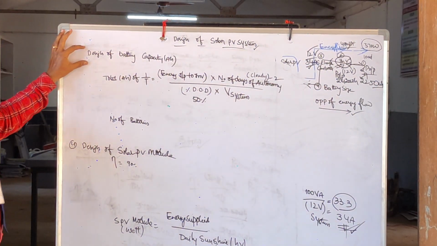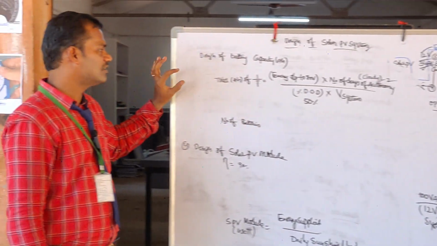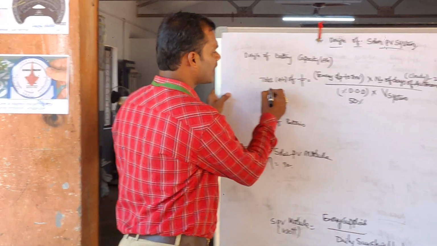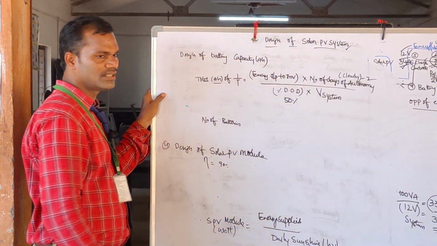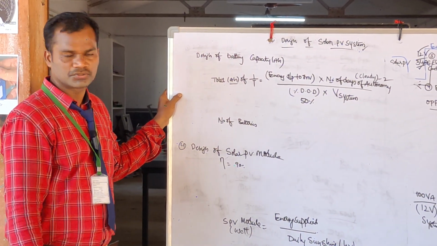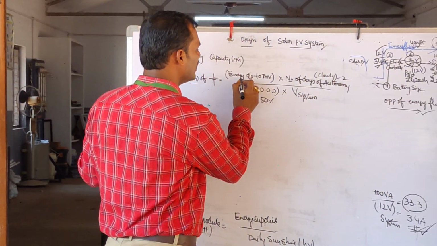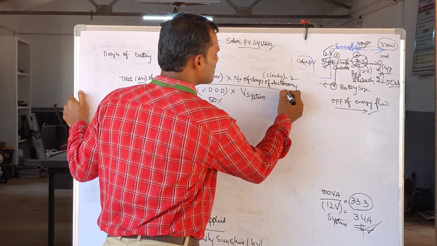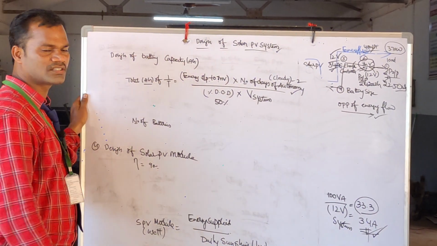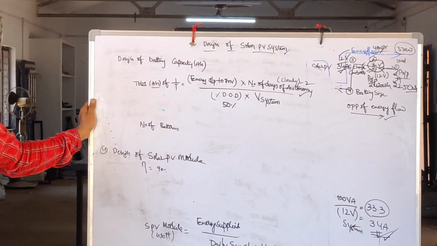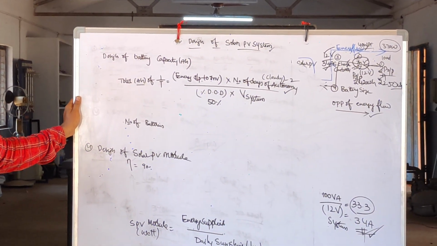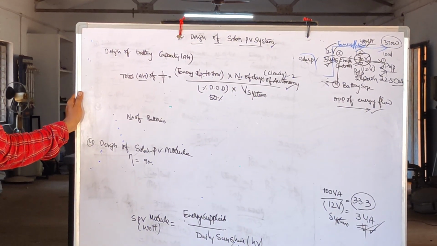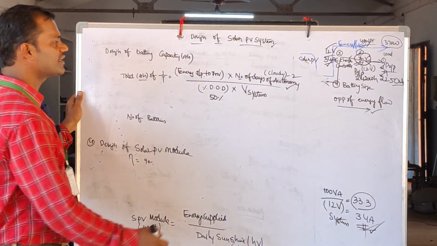Now we want to design the capacity of the battery. While designing the capacity of a battery, the capacity of a battery is expressed in ampere hours. You already know it. So the capacity of the battery required is equal to the energy input to the inverter multiplied by the number of days of autonomy. Sir, what is this autonomy? Autonomy means the number of days in a given year when solar energy is not available. So how many days will solar energy not be available?